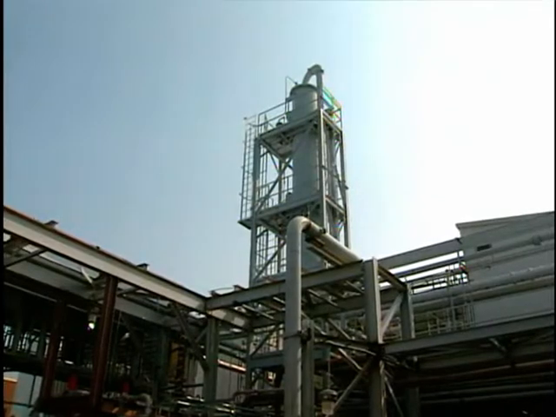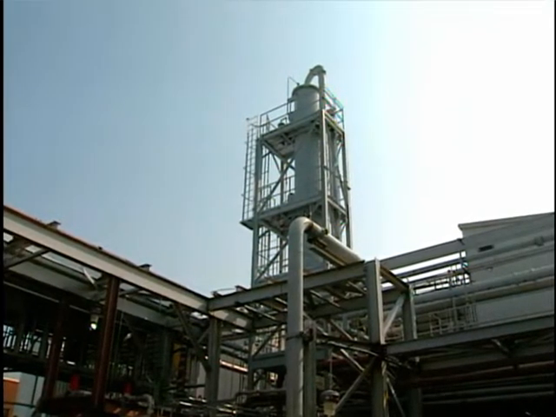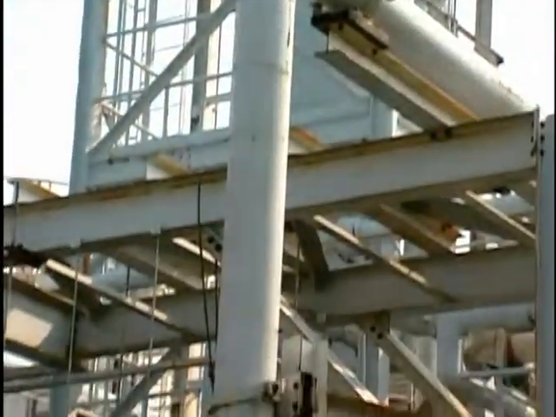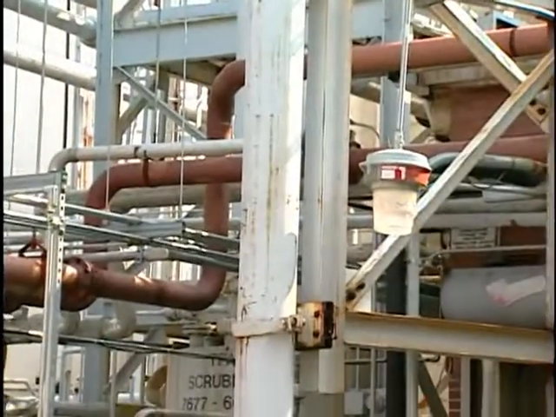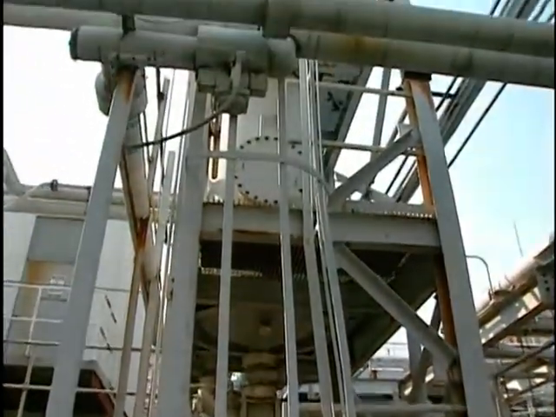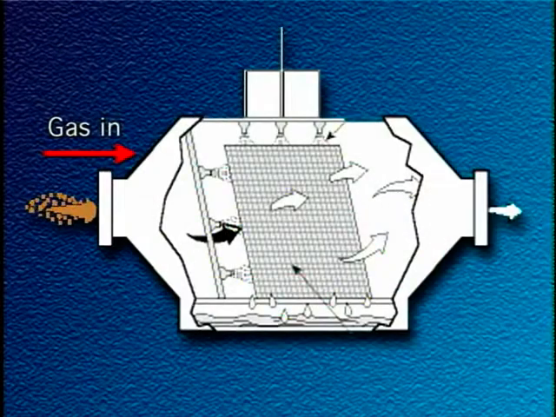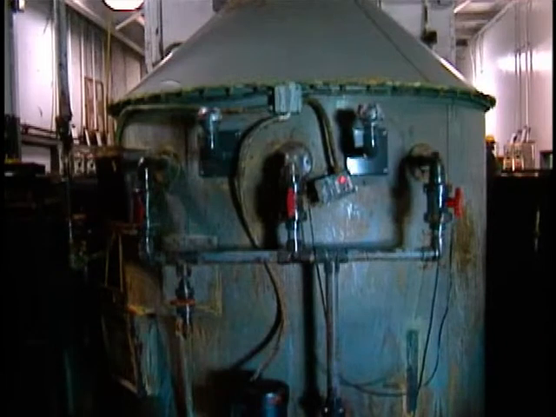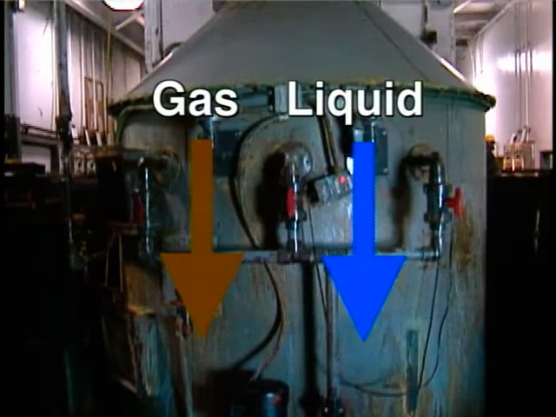The most efficient packed bed absorber is the counter-current design. The liquid is introduced at the top of the tower using sprays or weirs and flows downward over the packing material. The contaminated gas stream enters at the bottom of the tower and flows upward through the packing. In a cross-flow absorber, the gas stream flows horizontally through the packed bed while the liquid flows down through the packing material. In the co-current design, both the gas and liquid flow downward through the packing. This is the least efficient method of contact, and it is not commonly used.